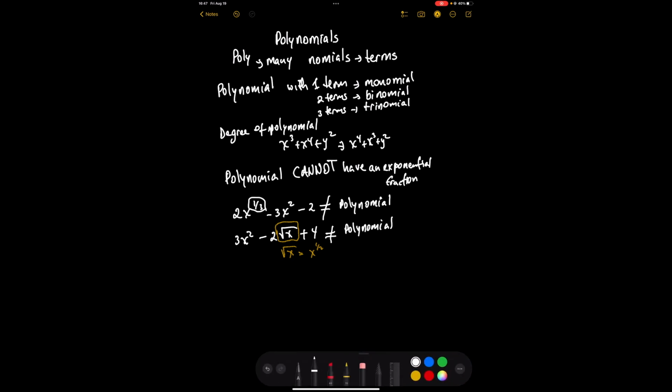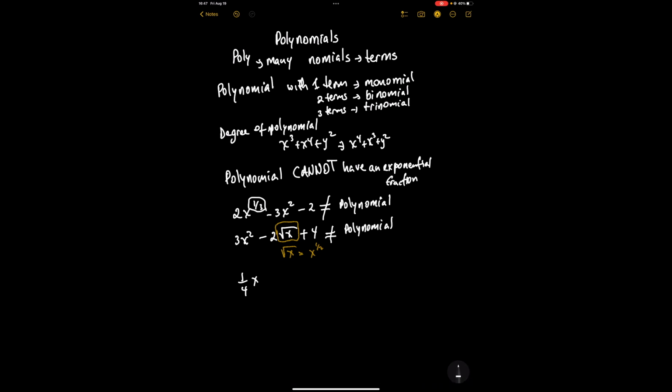Now, you can have a polynomial like this one: 1/4 x to the power of 3 plus 2/3 x to the power of 2 plus 4x. This is a polynomial. Why? Because the exponents are integers, right? But in a polynomial, you cannot have any radical or any fractional exponent.